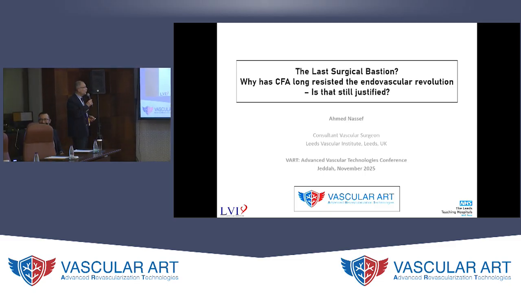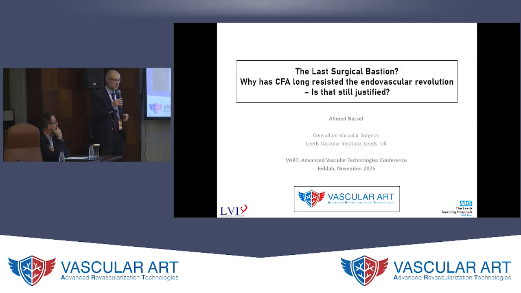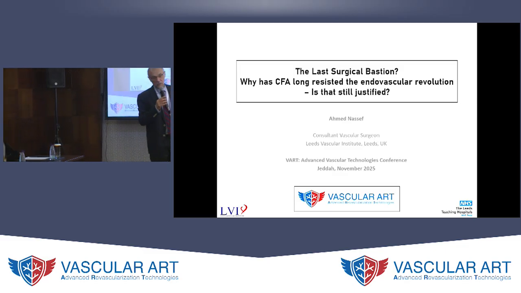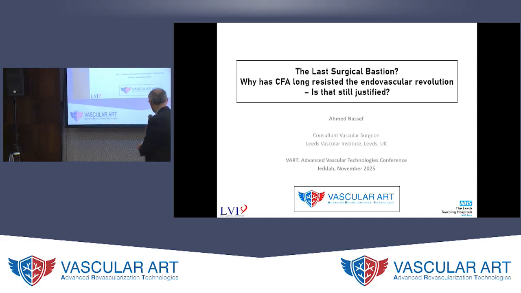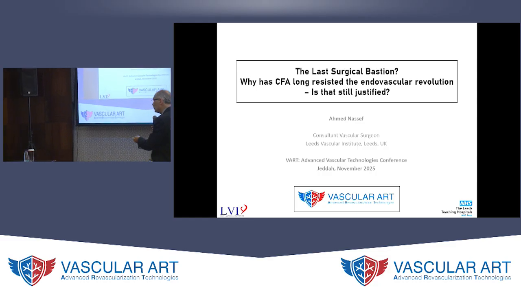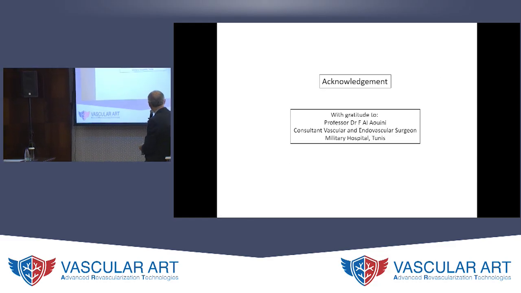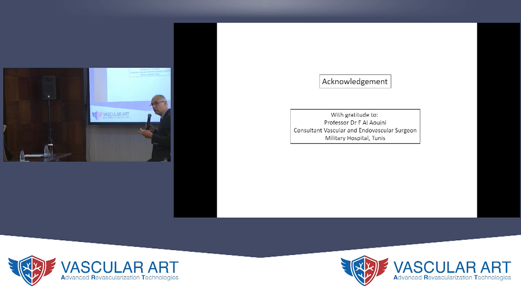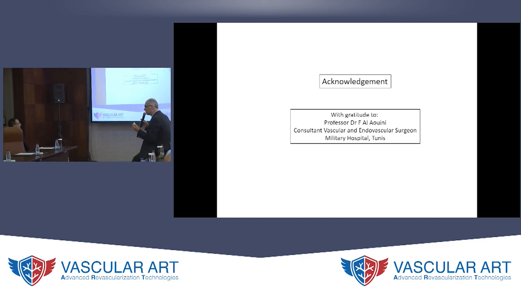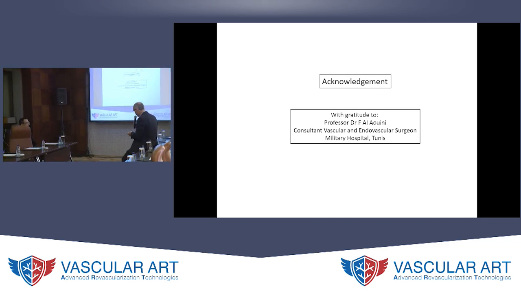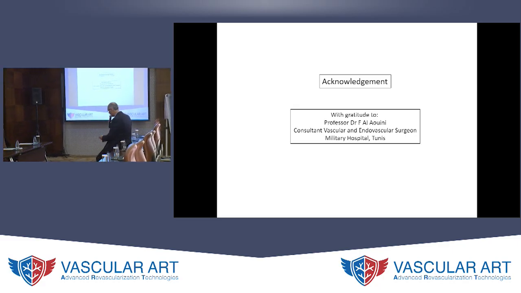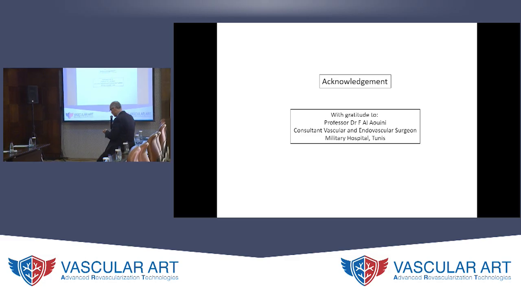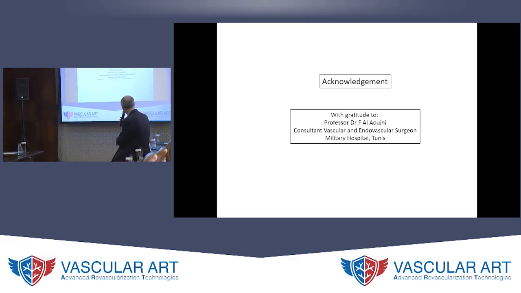For a discussion. So what I've been asked to talk about is to defend the position of surgery in common femoral artery lesions. The idea is that most of the arterial tree is now amenable to endovascular procedures, and why is the common femoral artery still resistant? I have no disclosure, but I have an acknowledgement as Professor Al-Awaini contributed with slides and ideas.